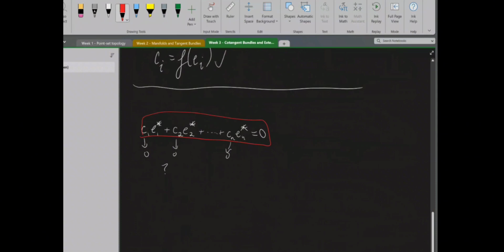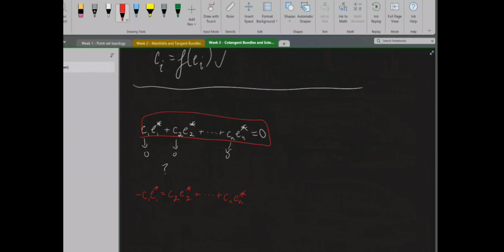So I can reword this equation a little bit by saying c1 e1 star could be considered to be negative, and then you have on the other side. So I'm just subtracting c1 e1 star from both sides. Okay.